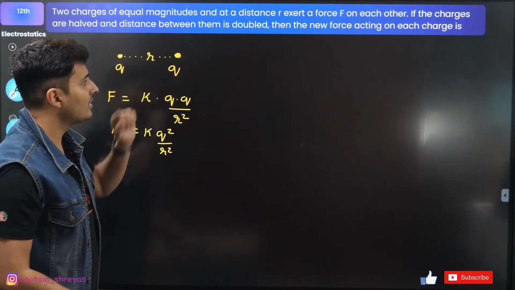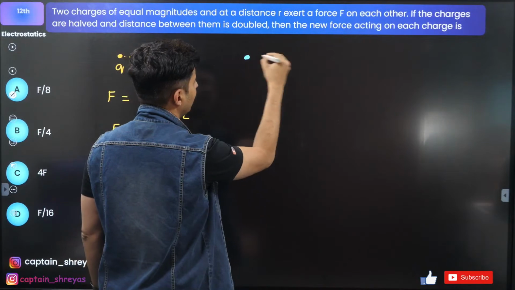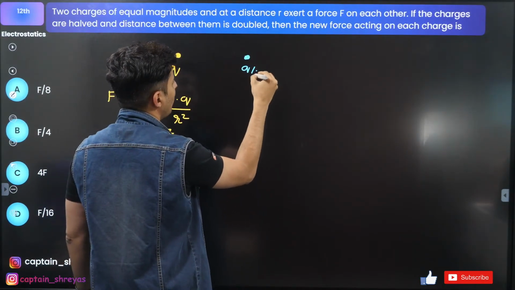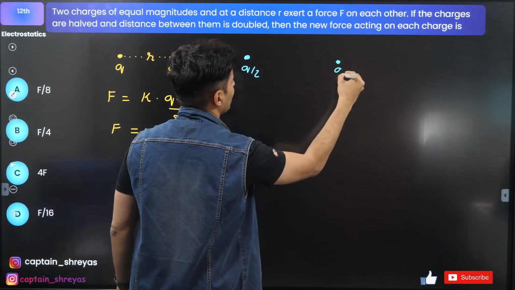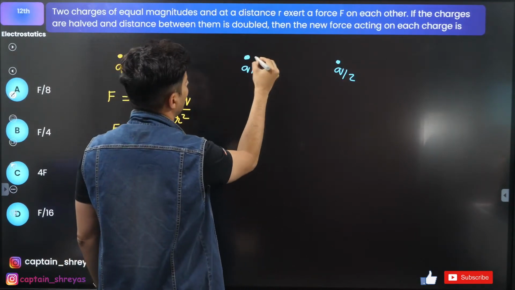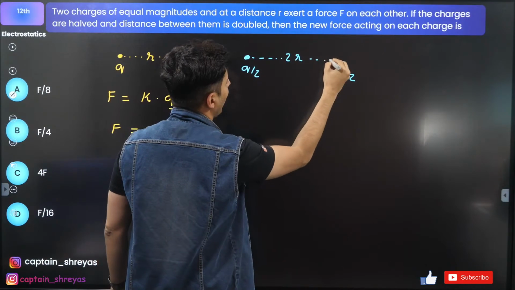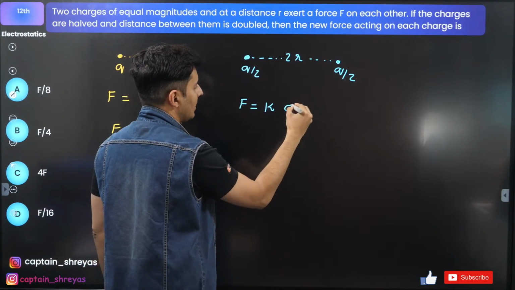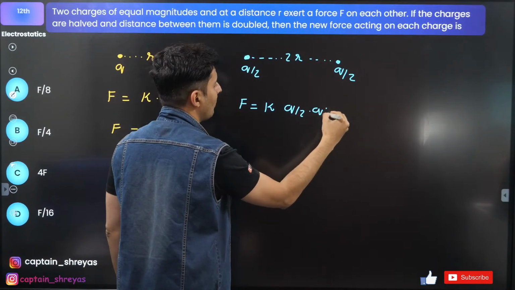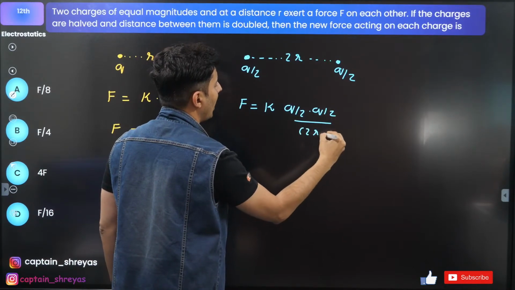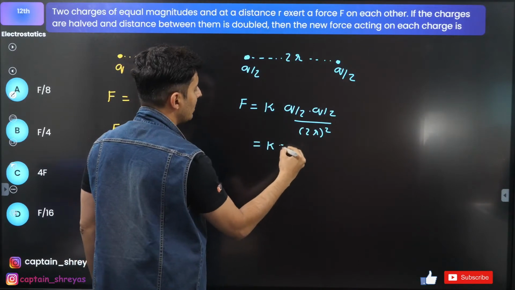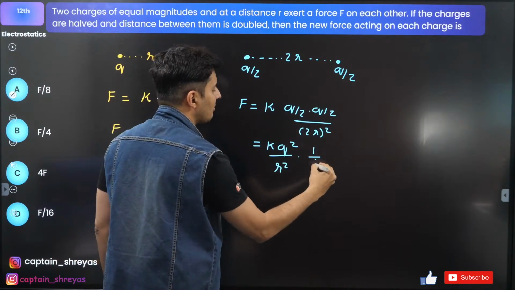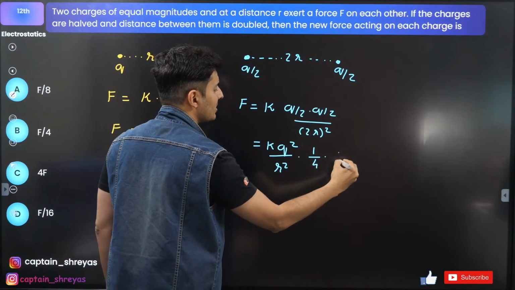Now in the second scenario, the charges are halved. That means this is Q by 2 and this is Q by 2. The distance is doubled, so this is 2r. Now think what will happen. The new force will be k, and then you will have Q by 2 into Q by 2, and then you will have 2r whole squared. So this will become kQ squared by r squared. 1 by 2 into 1 by 2 is 1 by 4. 2 squared is just 4.